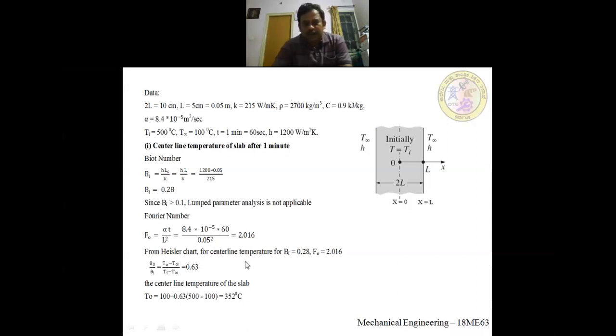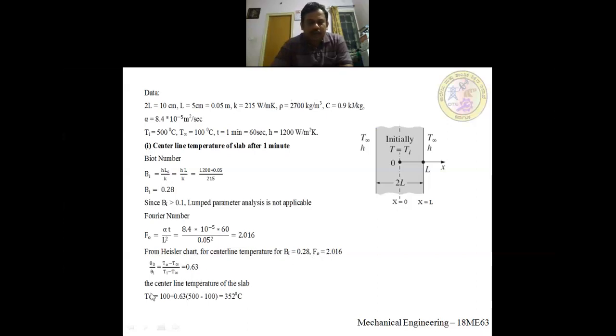Again you from the Heisler you have to go to the chart. Okay, already I have shown you. So you have to go for a chart. Okay, from the chart with the value of Biot number and Fourier number you are going to get 0.63.